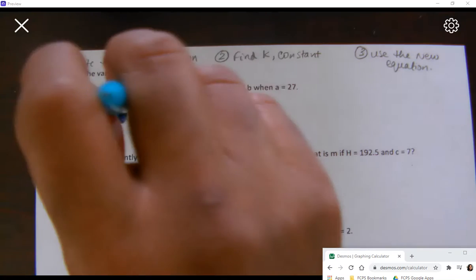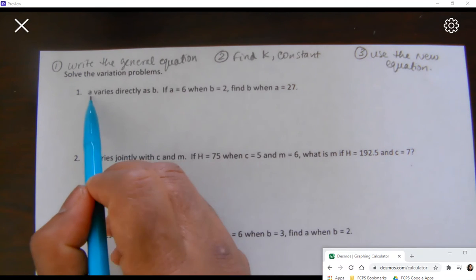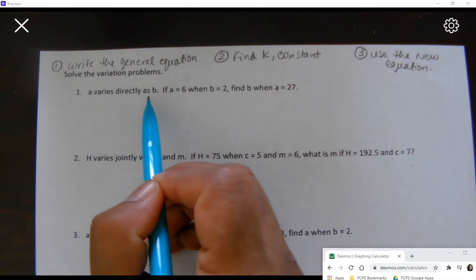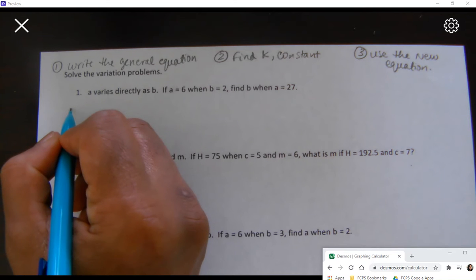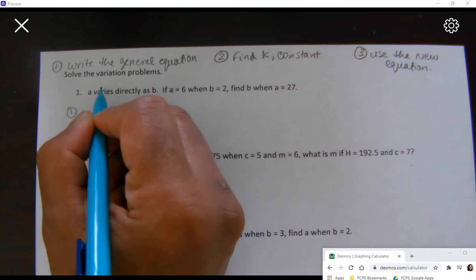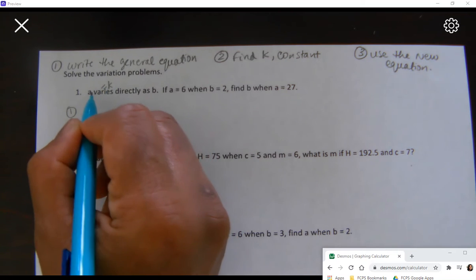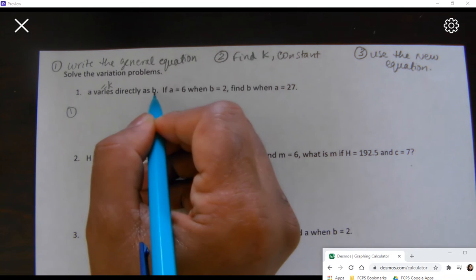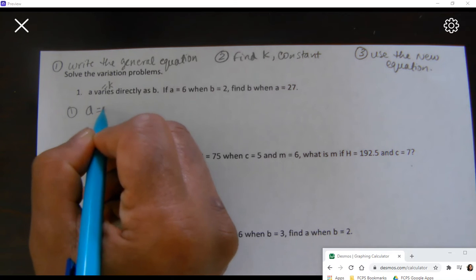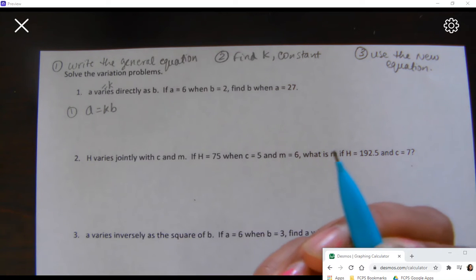So the first step: it says A varies directly as B. That's what we're going to use to write the equation. We know that for varies we write equals k. Directly means multiplication with B. So you have A equals k times B, kB.